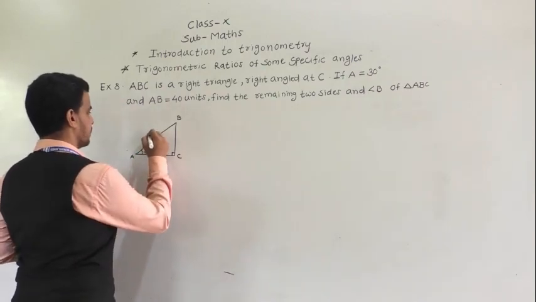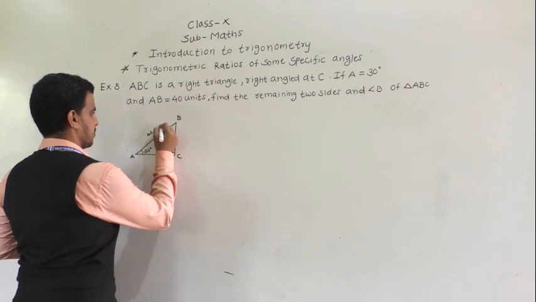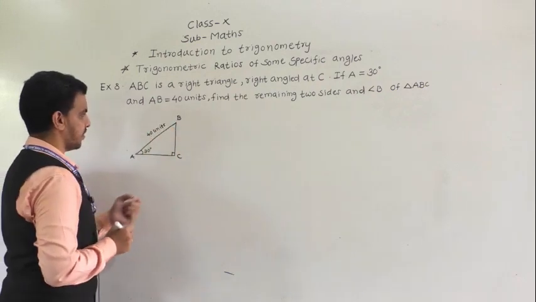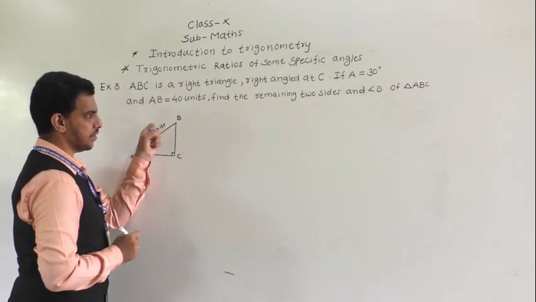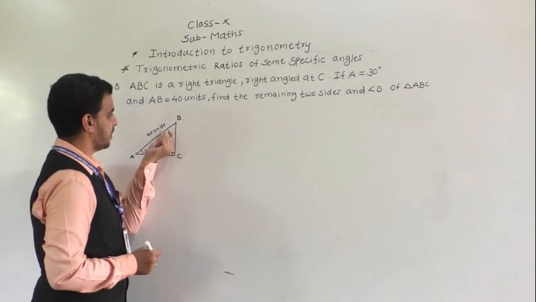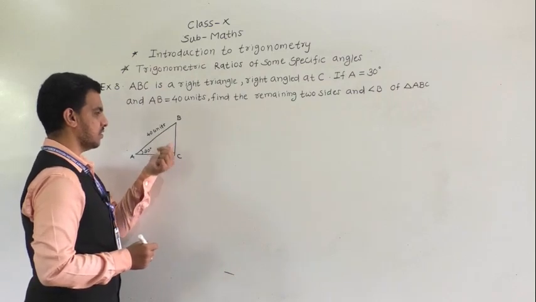AB is 40 units, so this is 40 units. Now we have to find BC and AC and angle B. Okay, so angle B we can find by the angle sum property of a triangle.